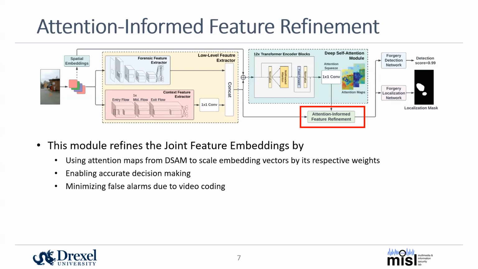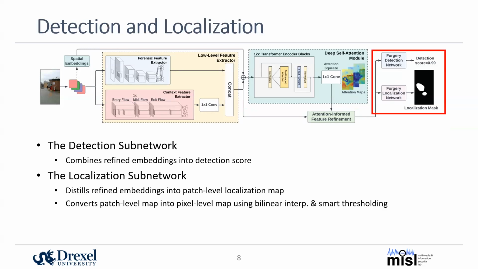The attention-informed feature refinement module refines the joint feature embedding by using the attention map resulting from the prior module to scale embedding vectors by its respective weight. This enables accurate decision-making while minimizing false alarms due to video coding. The detection subnetwork combines refined embeddings into a detection score, and the localization subnetwork distills refined embeddings into a patch-level localization map, which is converted into a pixel-level localization map using bilinear interpolation and smart thresholding.